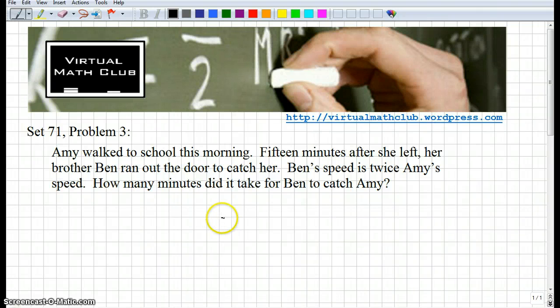Amy walked to school this morning, and then 15 minutes after she left, her brother Ben ran out the door to catch her. Ben's speed is twice Amy's speed. How many minutes did it take for Ben to catch Amy?